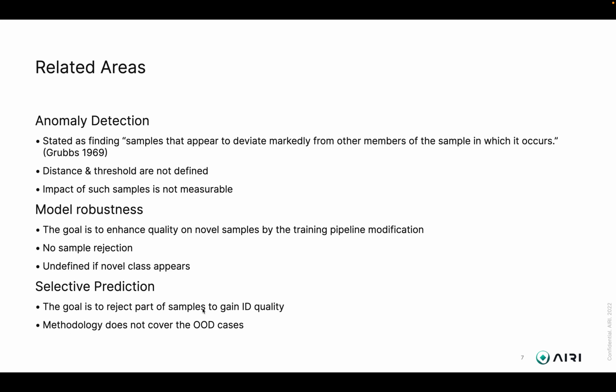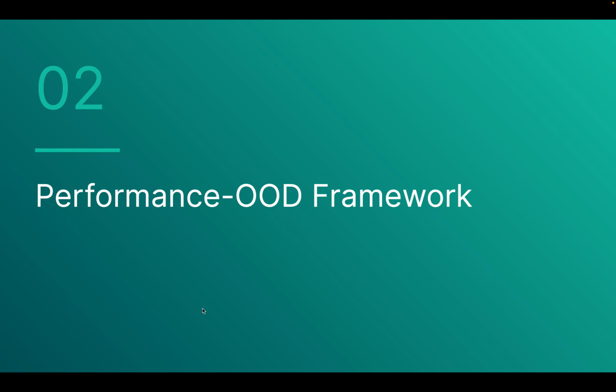There are a couple of areas related to out-of-distribution detection, but none of them provides complete methodological coverage. Anomaly detection focuses on a similar problem, when no labels are given. Model robustness aims to provide reliable prediction even on noisy data. However, it doesn't cover sample rejection capability. Selective prediction studies sample rejection as a way to gain ID performance, but it doesn't cover out-of-distribution cases. So, we propose to look at out-of-distribution detection from a downstream model performance perspective.